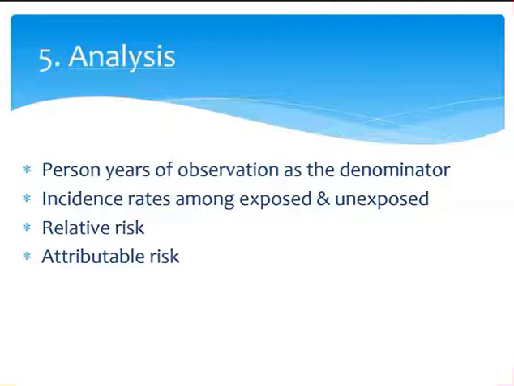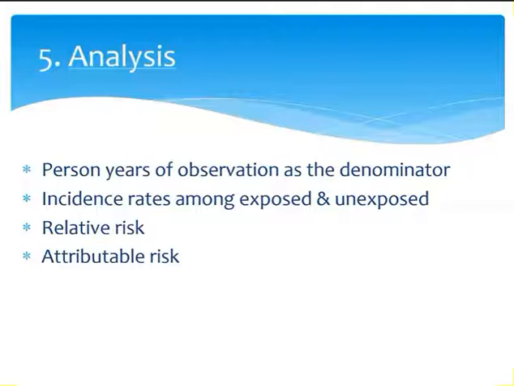Then you will also look at the incidence rate. What is the number of new cases which are occurring in this population? So you will get incidence of disease both among the exposed and the non-exposed. And because we are getting incidence of disease here, we can calculate two very important measures of risk, which are known as relative risk and attributable risk.